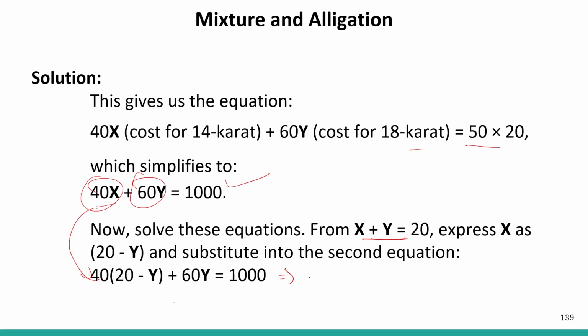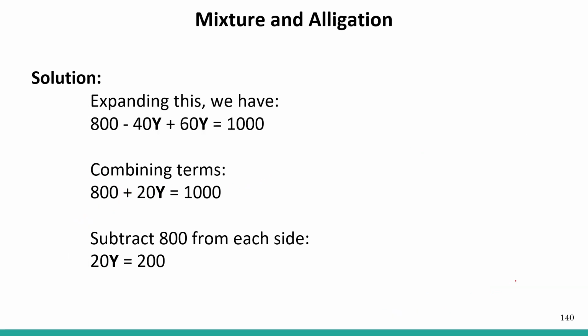So this implies what? 800 minus 40y plus 60y is equal to 1000. So this implies that 20y is equal to 200. Okay. So this implies that y is equal to 10.